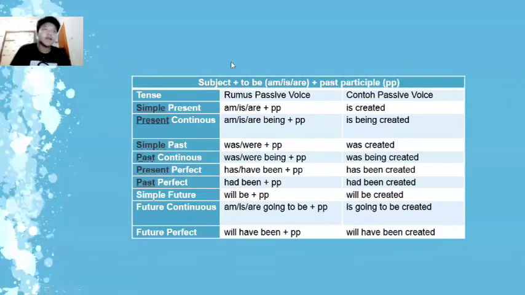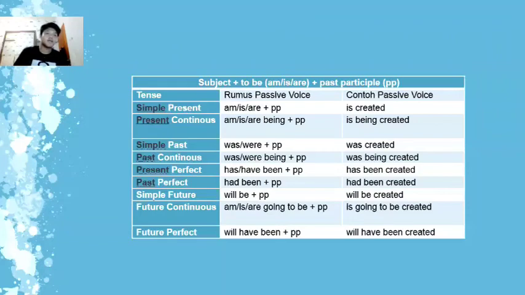Passive voice formula. Subject plus to be, am, is, are, plus past participle. Simple present, the formula is am or is or are plus past participle. In present continuous, am or is or are being plus past participle.